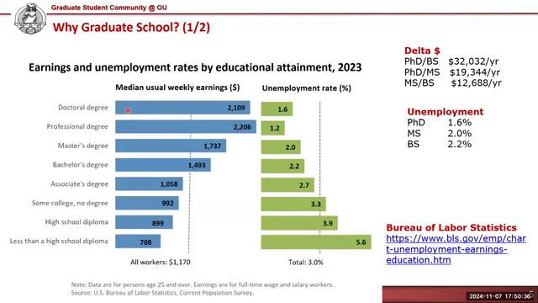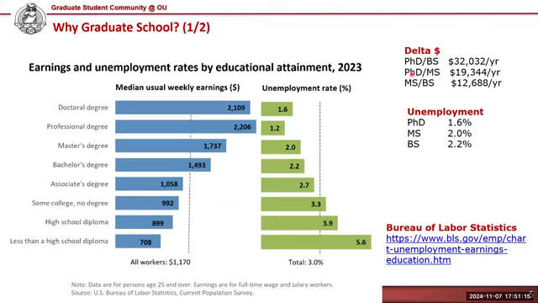For the doctoral degree, the unemployment rate is 1.6%, and the average weekly earnings is $2,100. The master's degree is $1,700 with 2% unemployment. And the bachelor's degree is about $1,500 a week with 2.2%. What I've done here is identify the delta between a PhD and a BS, and that is $32,000 per year. The difference between the annual salary of a PhD and a bachelor's student, the median, is $32,000 a year.